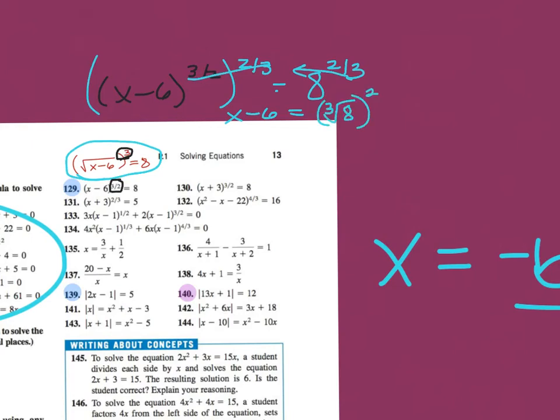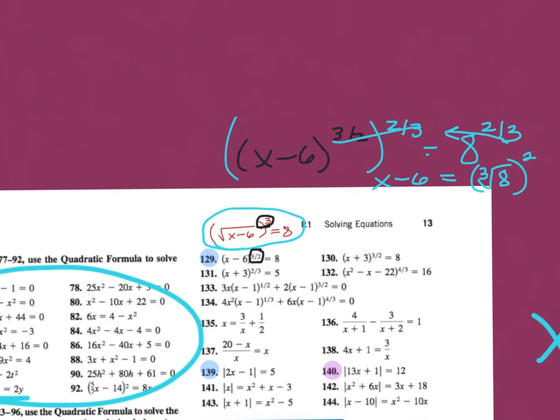So when I convert from exponential form, in which there's a fraction, the denominator of the fraction becomes the index, or the root, on my radical. And then the numerator becomes the exponent. And then from here, I'd cube root 8, making it 2. 2 squared is 4. And then solve it from there.